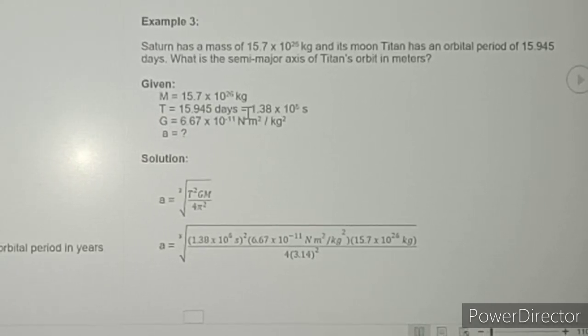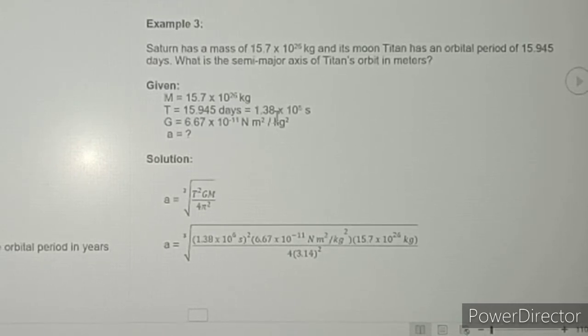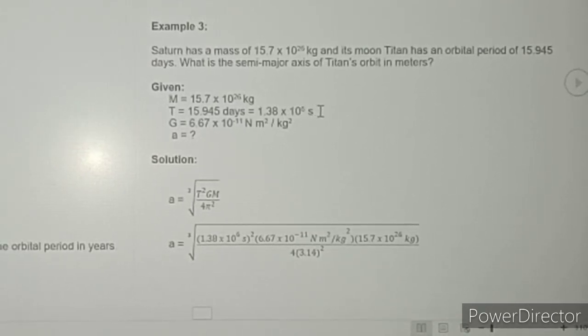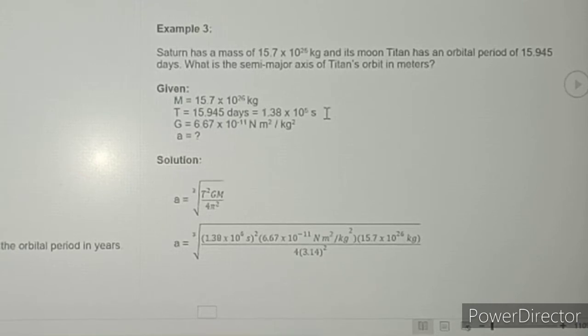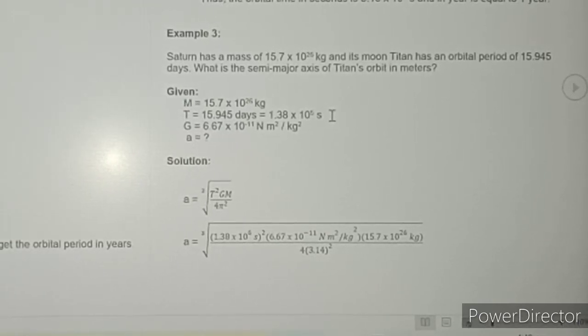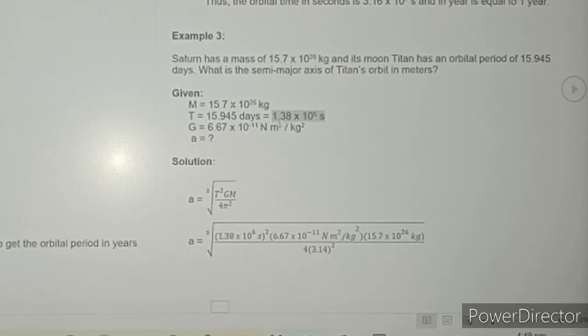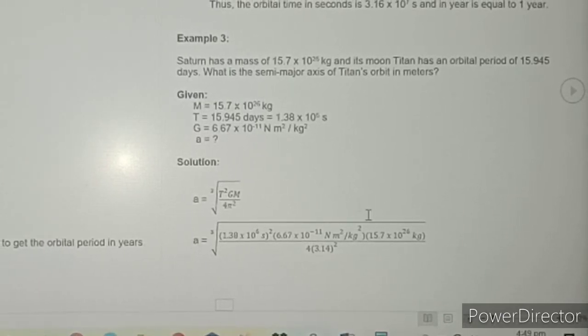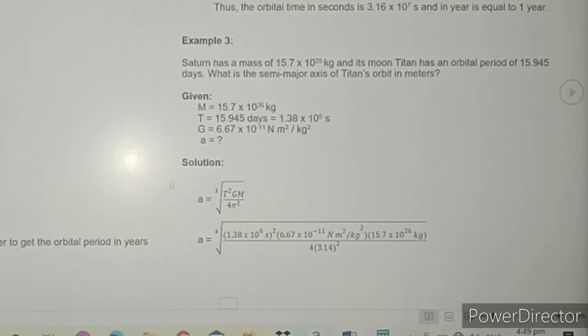Alright? So, it is equal to 1.38 times 10 raised to 6 seconds. Bakit? Kasi nag-convert tayo from days to seconds. Kaya ito yung gagamitin nating value niya. Okay? Kasi kailangan natin makapag-cancel out ng units.